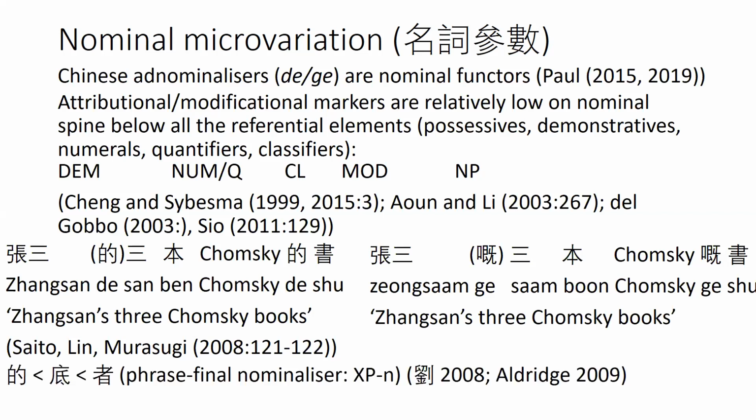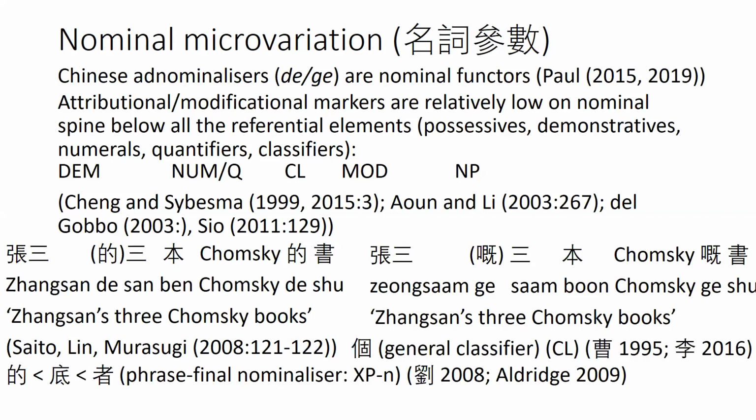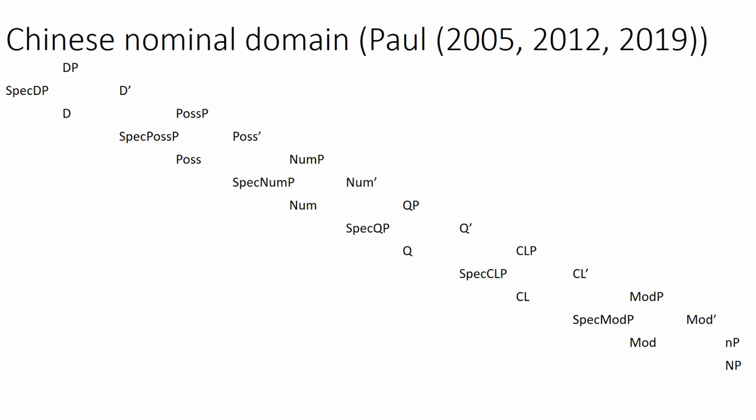Also, the etymology of both de and ge are different. De has been widely attributed to the phrase final nominalizer di, which probably goes back to classical Chinese zhe. So this phrase final nominalizer has been reanalyzed as a phrase medial particle denoting modification, possession, etc. Ge, however, all the various G forms probably come from the general classifier ge. Again, this is also very widely established. So in terms of etymology, we see that de and ge are clearly different.